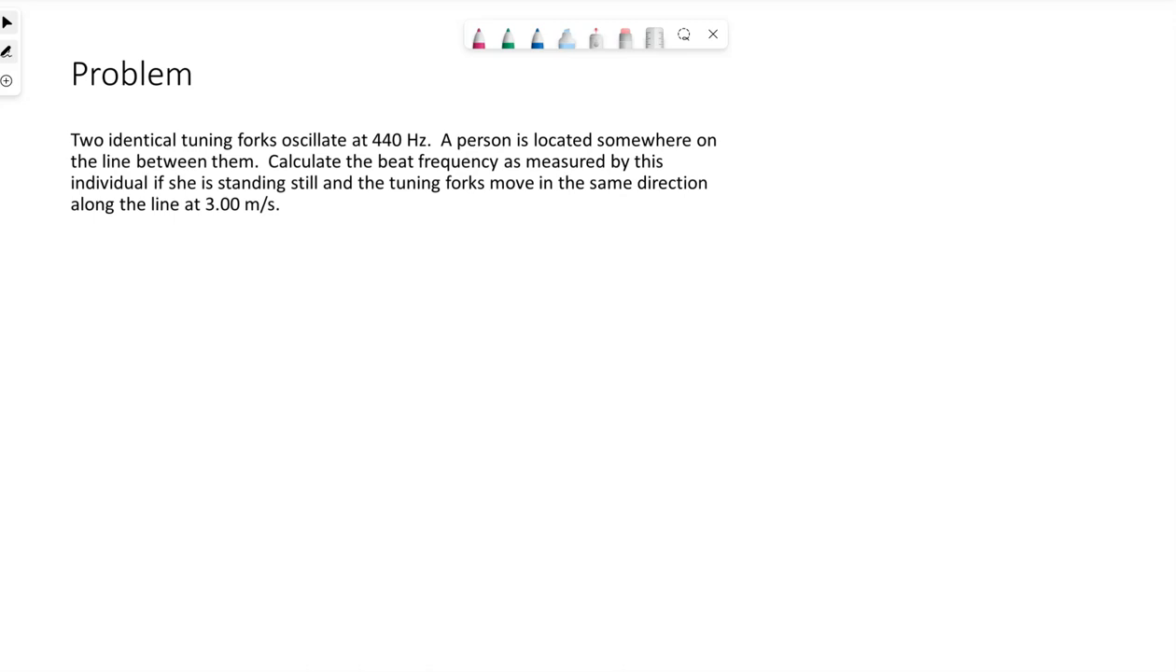Okay, so both of them individually oscillate at 440 hertz. So let's say I have tuning fork 1 here, tuning fork 2 here. The person is somewhere in between them. Now we're going to have both of these tuning forks move in the same direction at 3 meters per second. And we want to know the beat frequency this person would hear.